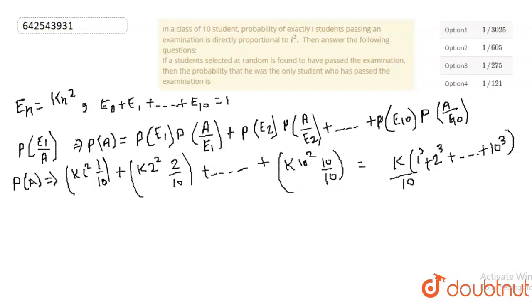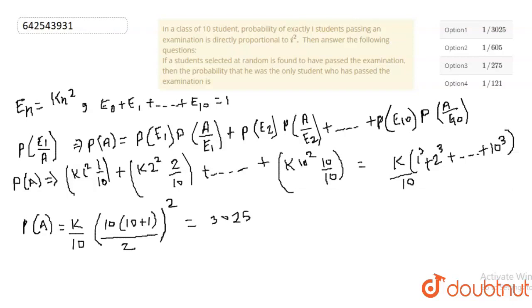After this we have to find the value of P of A. So we have P of A is equal to P of E1 P of A upon E1 plus that goes to 10. Now for P of A, we will write P of A equals K upon 10, then 10 plus 1 whole square upon 2 raised to the power of 2, that will be equal to 3025 K upon 10.